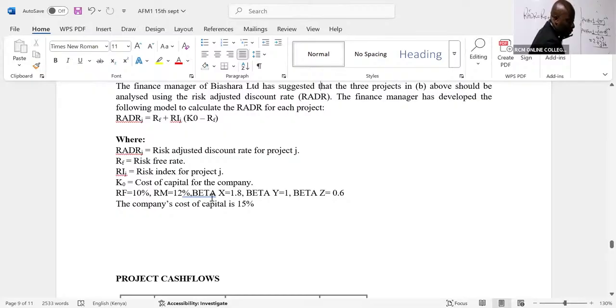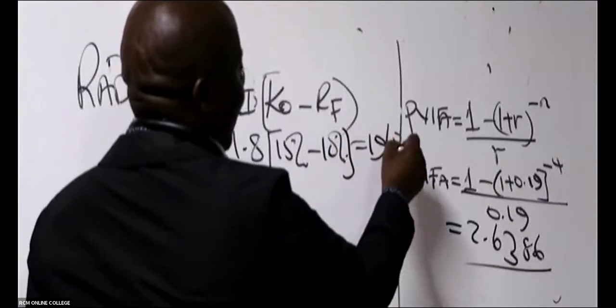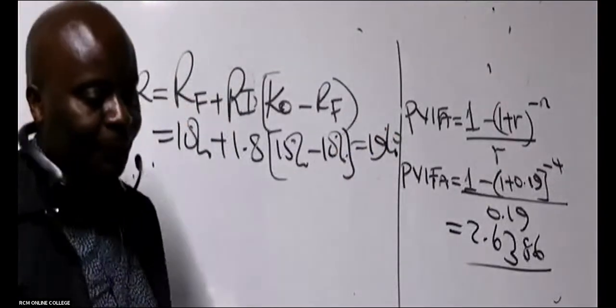Let's compute this RADRI for project X. What have they told us? The risk-free is 10%, plus risk index, also known as beta. Beta for project X is 1.8, times the cost of capital for the whole project, which is 15%, minus risk-free, which happens to be 10%. So this is what they did to get 19%. I hope that is helpful.